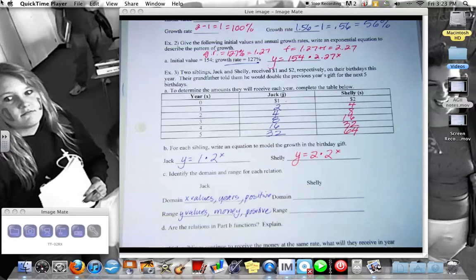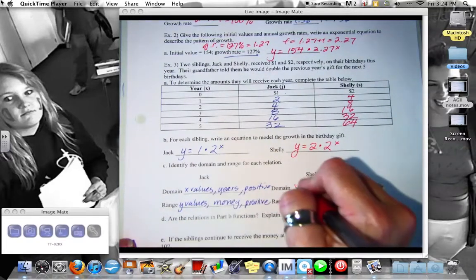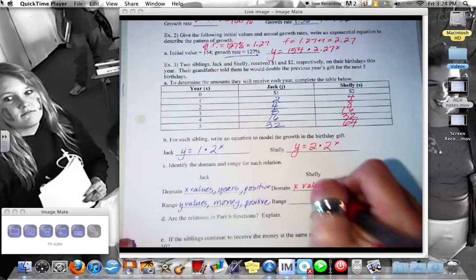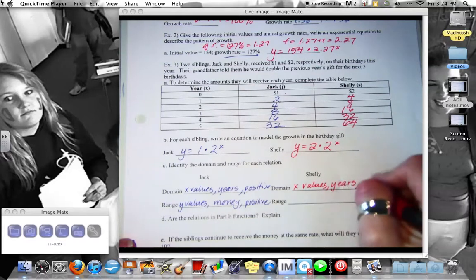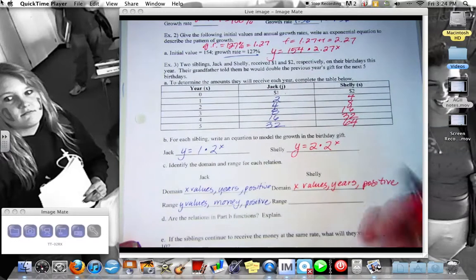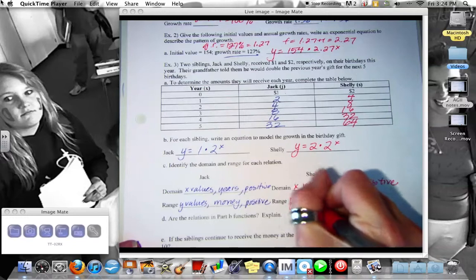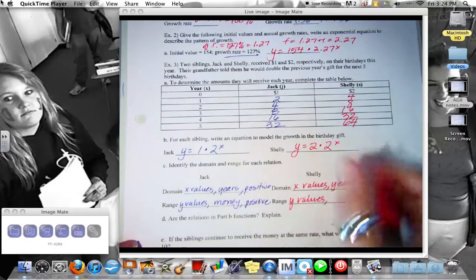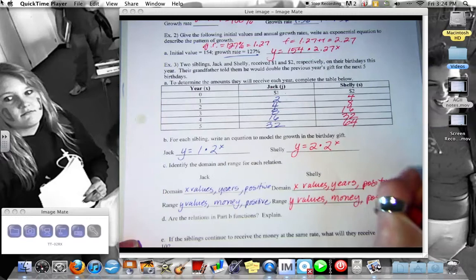Shelley, her domain, same thing as Jack's. It's the x values. It's indicating the number of years, and those are always positive. We can't have negative years. And her range, y values, that's the money, and the money is positive for her as well.